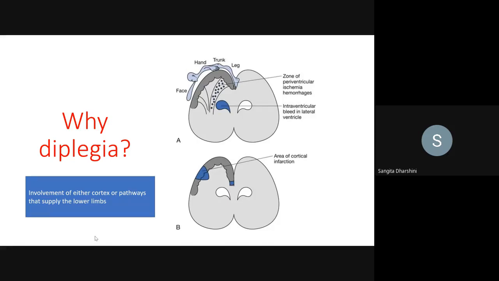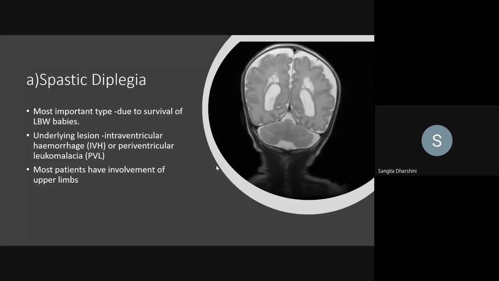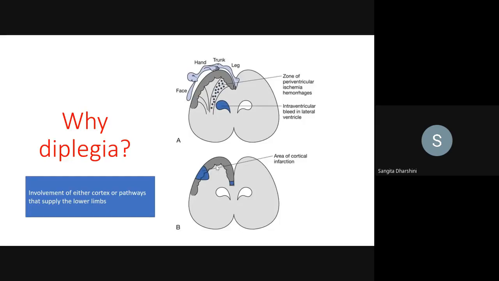So for example, in cartoon A here, this is the area where a preterm baby might get any ischemia or hemorrhage. And these are the pathways which supply the leg. Or if a baby gets an infarct around here, then this is the area where you know is the motor cortex. So these babies will have predominantly a lower limb involvement. If you look at the previous MRI, the injury seems to be along the pathway which supplies the lower limb. Hence, these children have mainly lower limb involvement or spasticity.